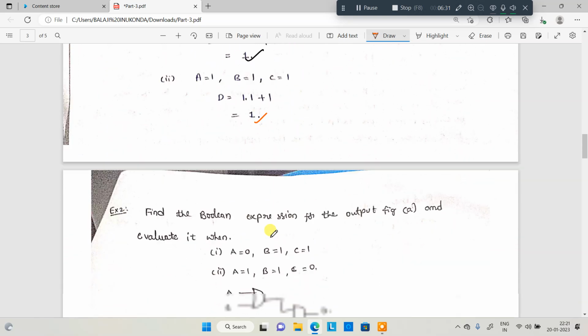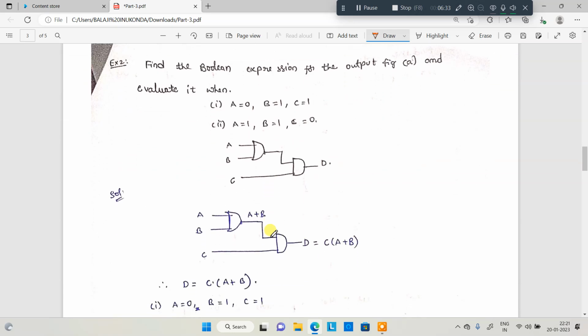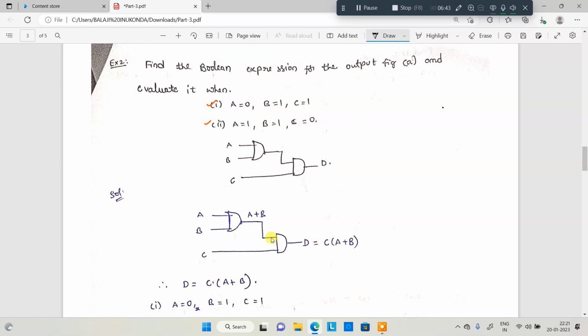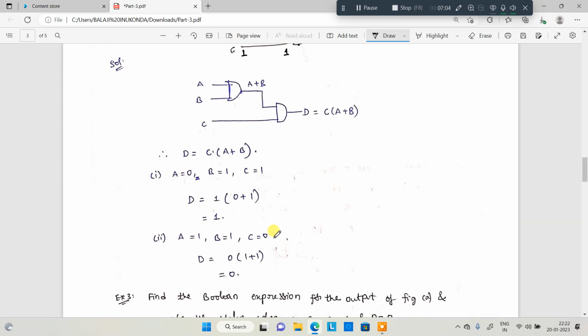Okay. Next question, example 2. Find the Boolean expression for the output of figure A in the two cases. Let us discuss the first case. In the first case, A is equal to 0, B is equal to 1. It is an OR gate, right? So it is 1 plus 0, 1. C is 1. It is an AND gate, right? In an AND gate, 1 into 1, according to the truth table, is 1.